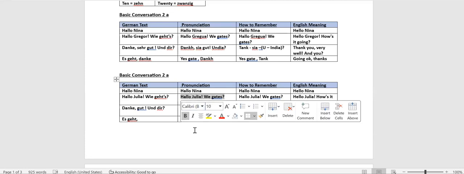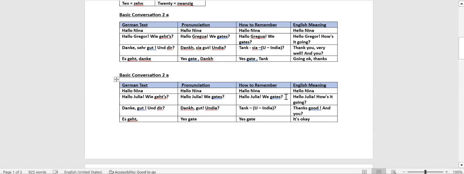But how do we pronounce this in German? We pronounce this as hallo Julia, wie geht's? So J is silent here. How do we remember? Again, hello Julia, wie geht's? We are talking about gates, gate, right? But it means how is it going? All right, let's move on to the third sentence.